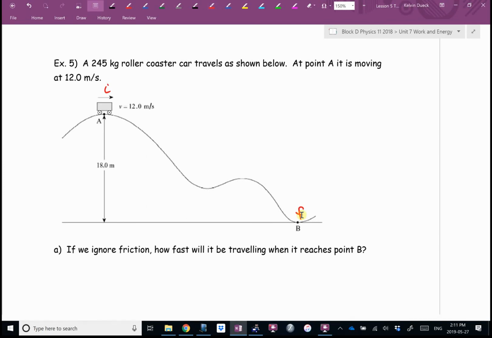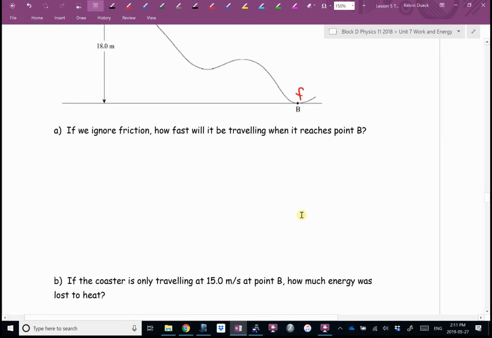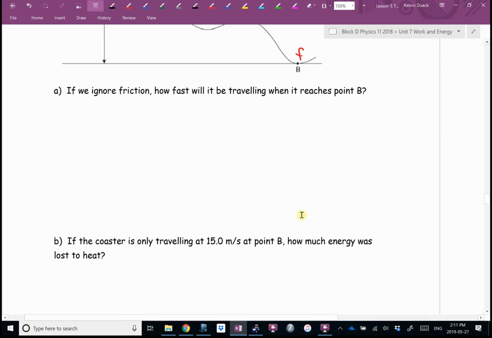Try this one on your own. Use the law of conservation of energy. I'll unfreeze the screen every so often if you get stuck along the way. This is going to be pretty tricky. The reason this one is tricky is I think only your final potential energy is 0.